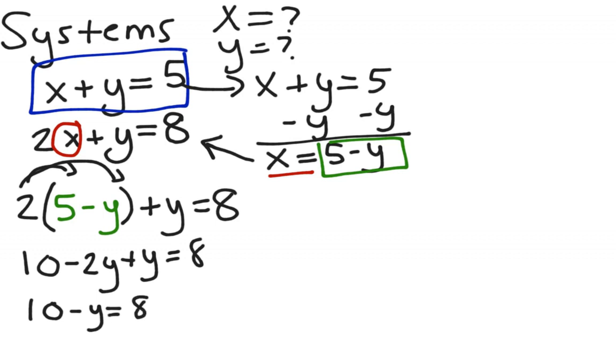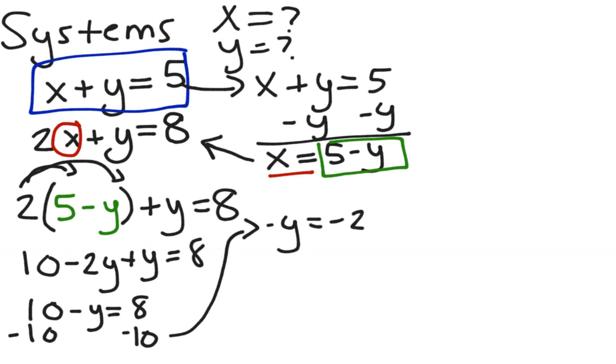I'll solve for y by subtracting 10 from both sides. I get minus y. Notice I kept that minus sign, equals minus 2. And now to undo a minus y, I divide by negative 1. Since a negative divided by a negative is a positive and anything divided by 1 is itself, I end up with y equals 2.